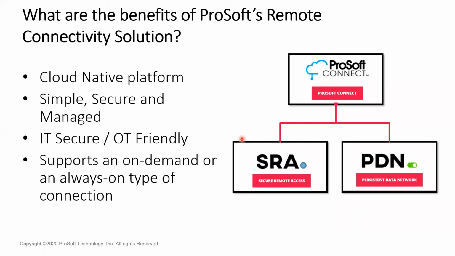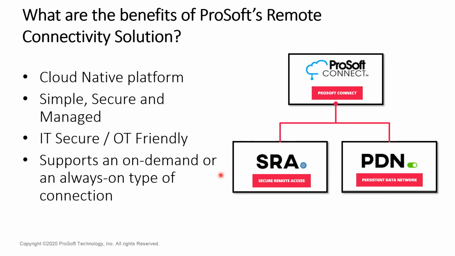Remote connectivity itself, there are two types of remote connectivity. One is on-demand. This is where you would connect for a very specific reason. Let's say, for example, you want to update the program in a PLC, you want to check the status of a machine, you want to change the value of a timer, change the screen on a HMI. These are all very specific actions where you would connect, you would perform that action, and you would disconnect. So that's called an on-demand connection or secure remote access.